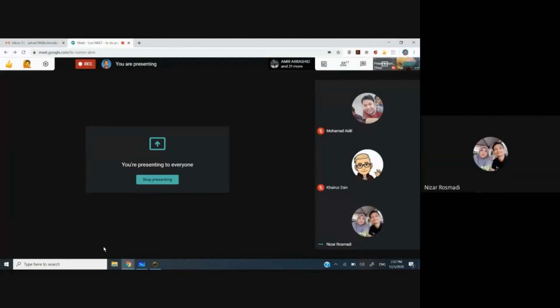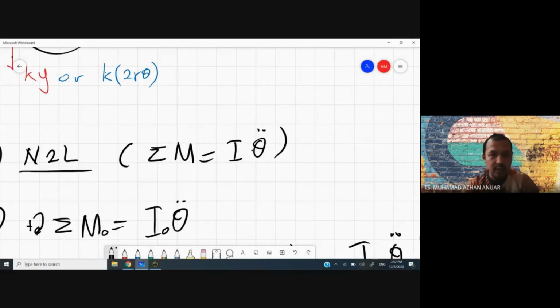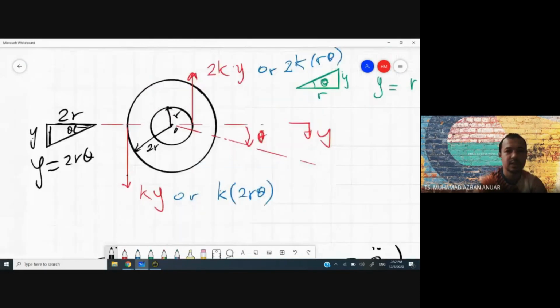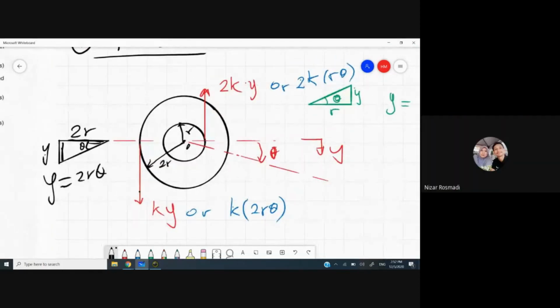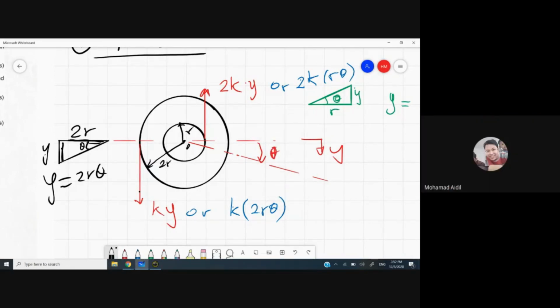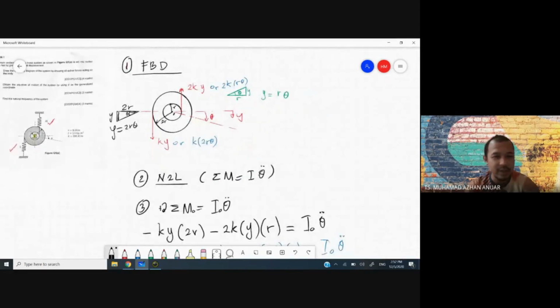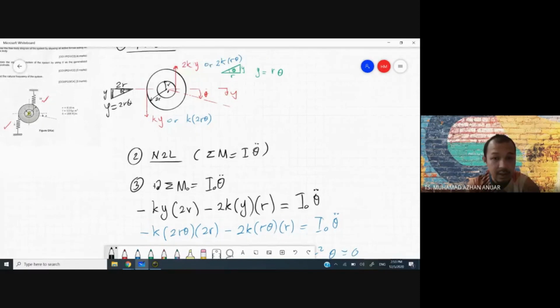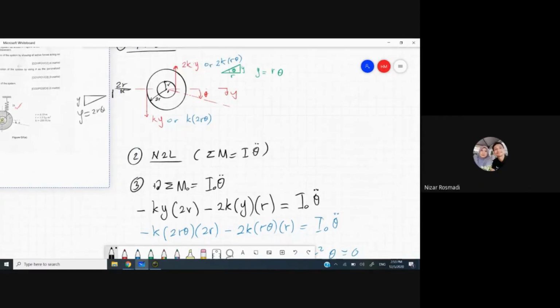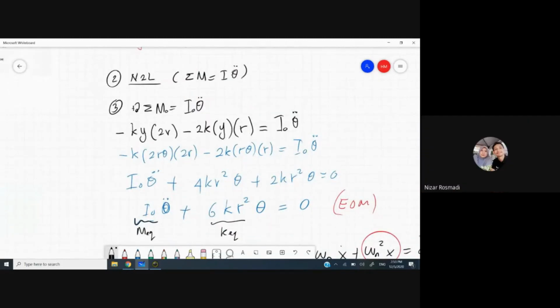Can we look again at the part where we substitute y equal to r theta? Y is equal to 2r theta. Which one? This one, the lower part. Sorry, could you show the whole thing? I want to take a screenshot. No need to screenshot, I will share this video later, don't worry. The one at the bottom, negative k, negative ky to r minus.